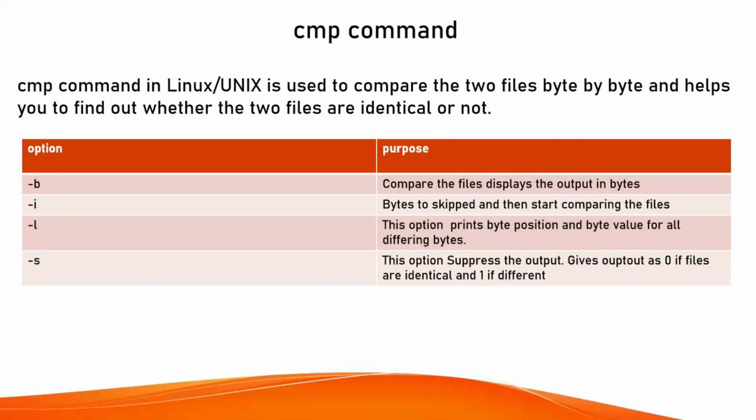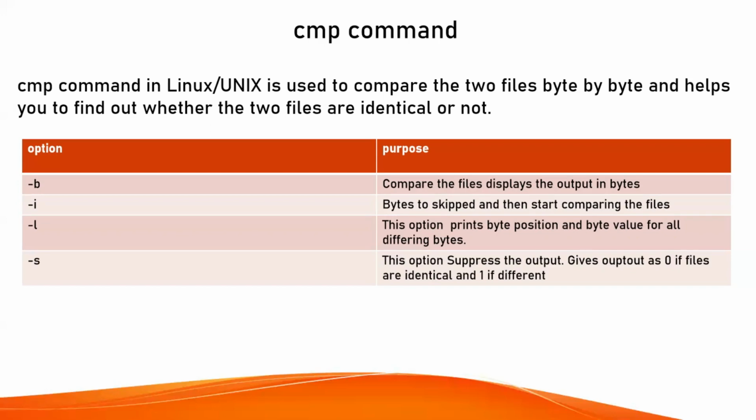Moving to the next command, the CMP command, which is compare. The CMP command in Unix or Linux is used to compare two files byte by byte, and helps you to find out whether the two files are identical or not. So you might have a question in your mind: what does diff do? Diff, as the name suggests, gives you the differences between the two files, and CMP is used to compare the two files and to know whether both files are identical or not.